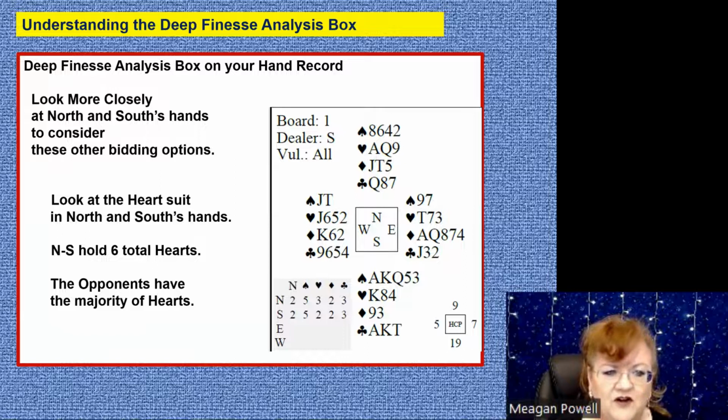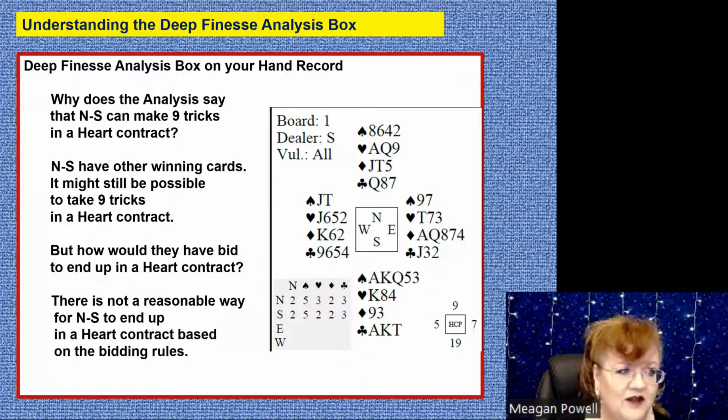But if you look at this heart holding again, North has 3 heart cards. South has 3 heart cards. They have a total of 6 heart cards. The opponents have more. The opponents have the majority of the heart cards. And yes, you have the ace, the king, the queen of hearts. But won't that still win tricks? If you play in 4 spades, won't you win 3 heart tricks anyway?